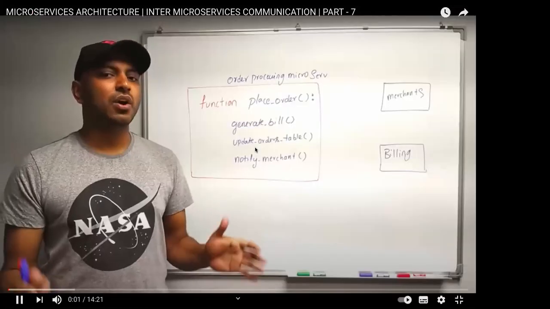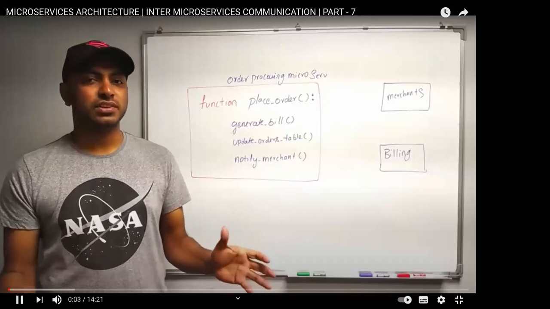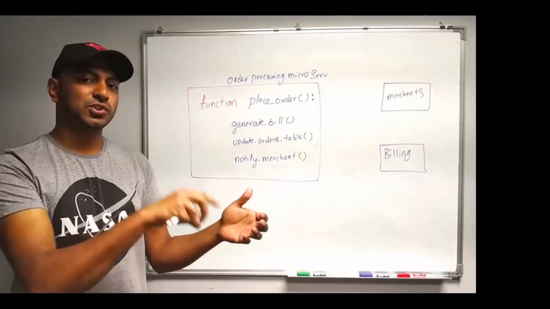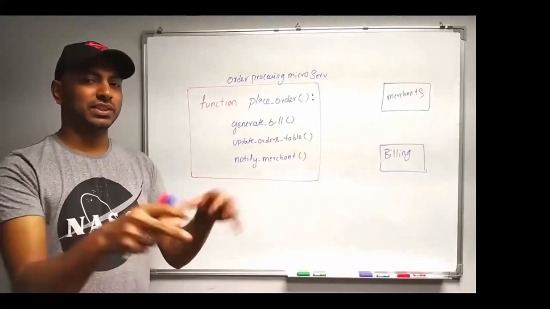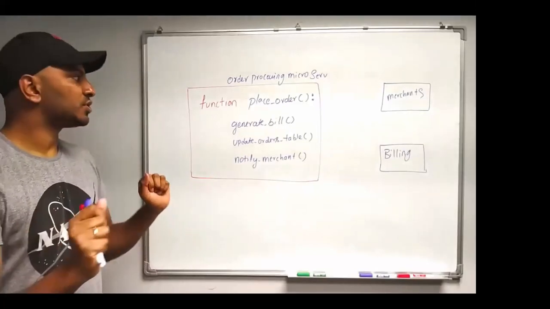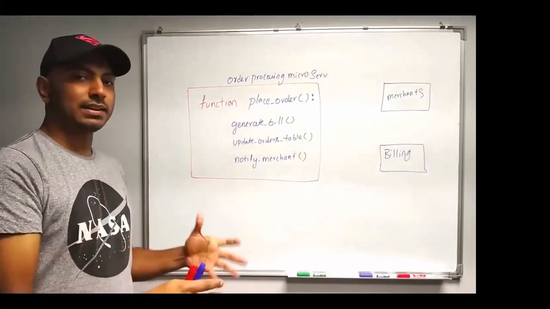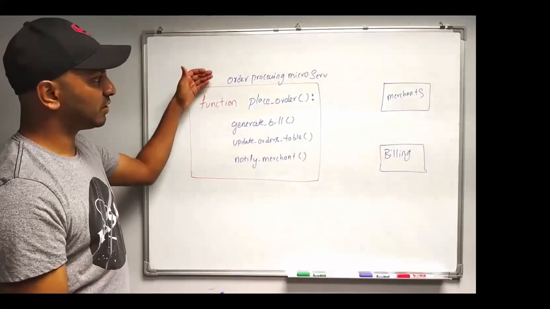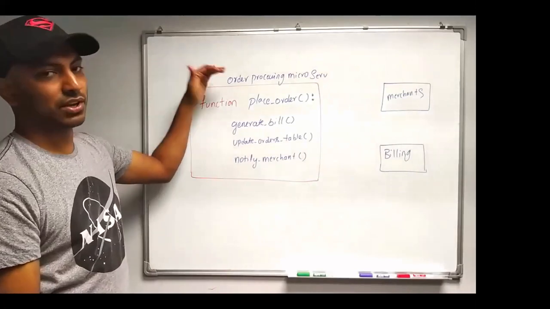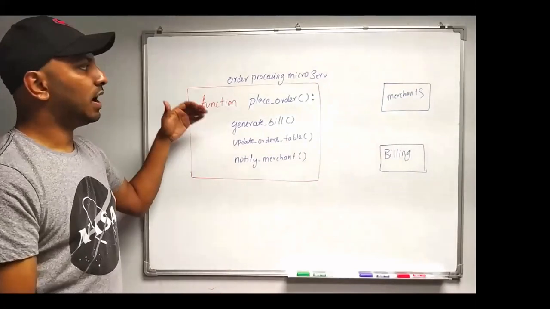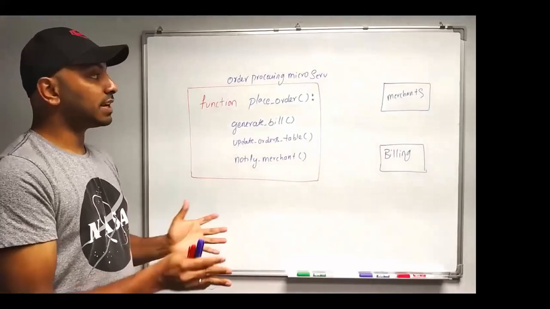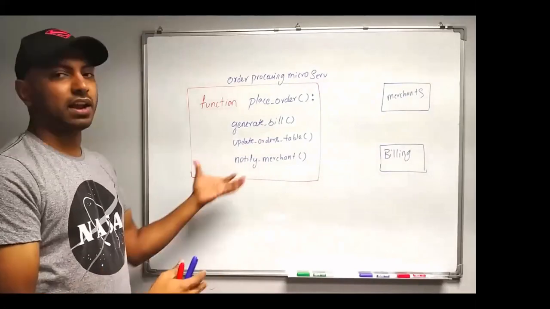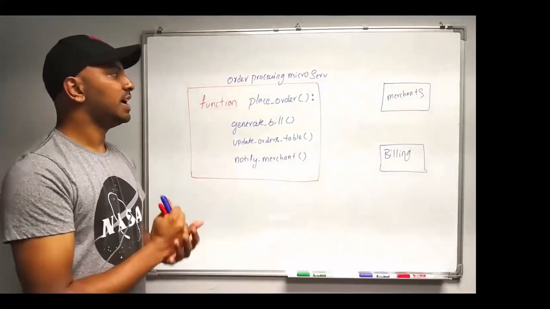In this video, let's learn about inter-service communication, which basically talks about how microservices talk to other microservices, or with each other. For that, I'm going to take an example of an e-commerce order processing microservice, or order placing microservice. Let's understand how it used to be in monolithic, and then understand how it will be in microservices. So for example, this would be a function which basically handles placing an order.